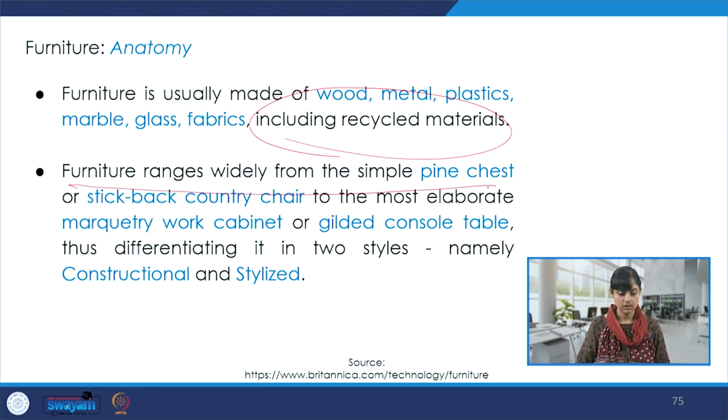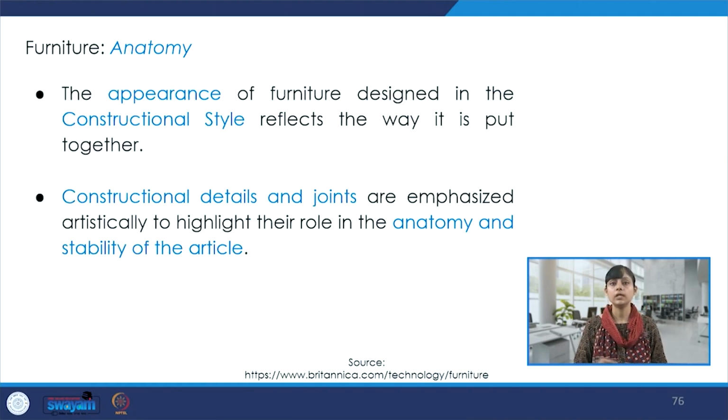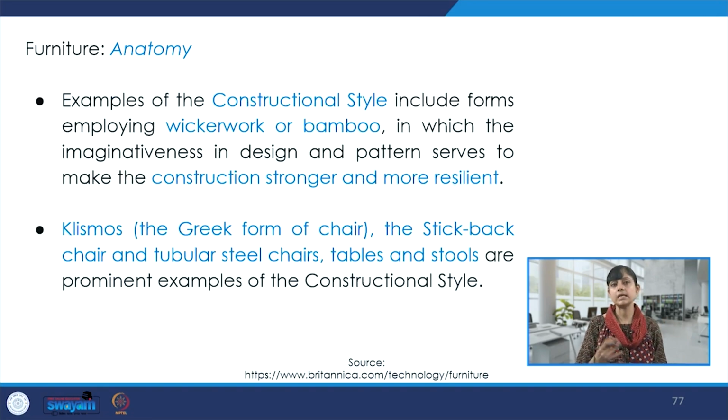Furniture could range from very simple and minimal design to something very ornate, detailed and elaborate. There are two primary styles, constructional and stylized, that we see within the industry. The appearance of furniture designed in the constructional style reflects the way it is put together, how you are assembling those pieces. The constructional details and joints are emphasized artistically to highlight their role in the anatomy and stability of the article. Some of the examples would be forms employing wicker work or bamboo.